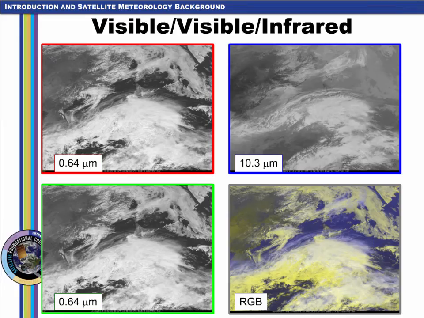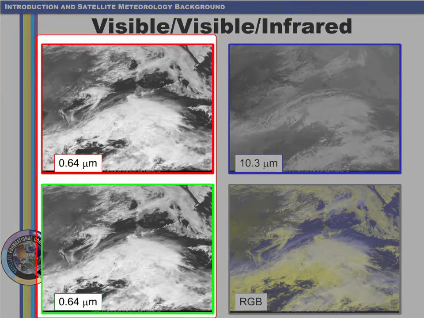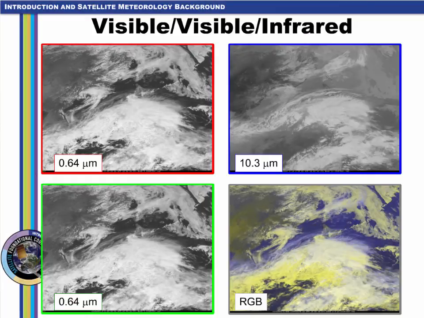In this first RGB example, both red and green inputs are from the 0.64 micron visible channel. Red and green make yellow, so low clouds here are yellow because warm features, like low clouds, mean there's not much blue in the RGB. High clouds are white. There is a lot of reflectance from the visible, the red and green channels, and the 10.3 is also bright. Large amounts of red, green, and blue make white.